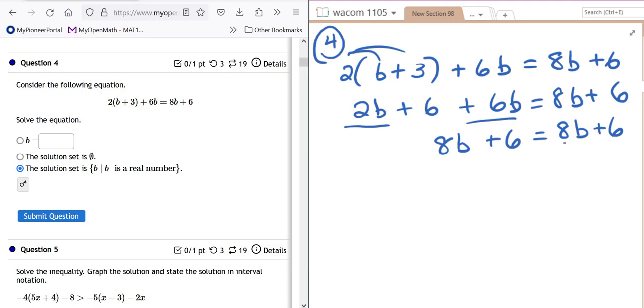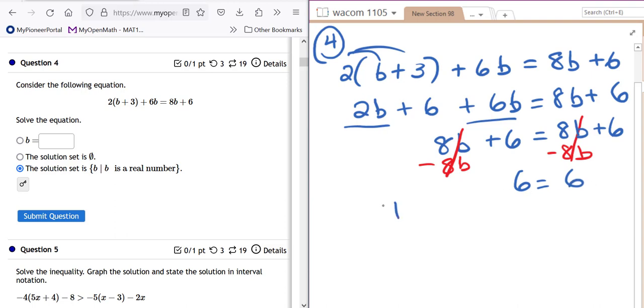If you don't see that right away, what your next step would be get rid of a variable term. And as soon as you do, your variable cancels. And so at that point, what you care about is this true or false?